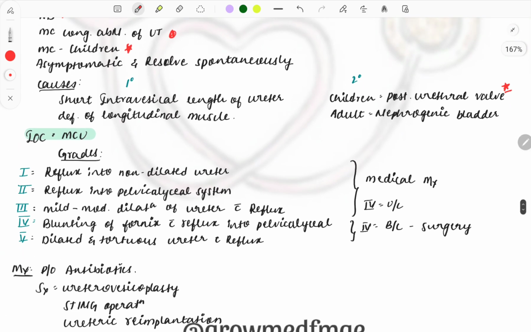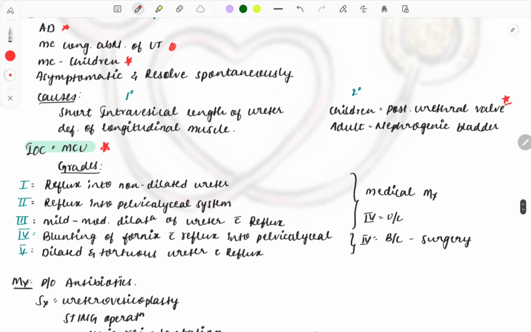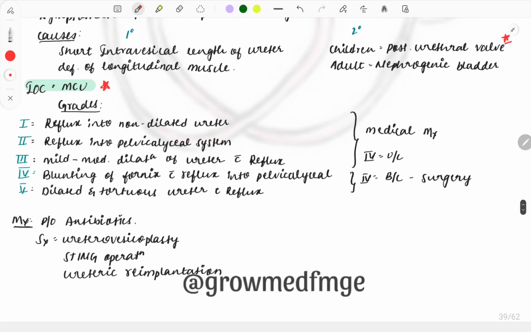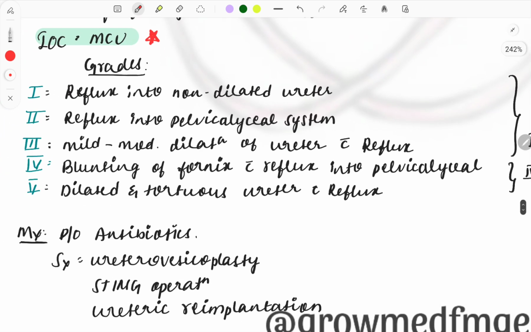And the investigation of choice is the MCU. So this is also a PYQ. VUR MCU. Remember it like this, VUR MCU. VUR MCU. Then these are the grades and questions are asked on the grades also.